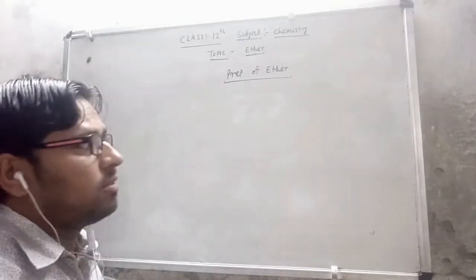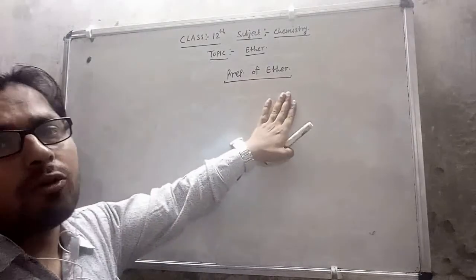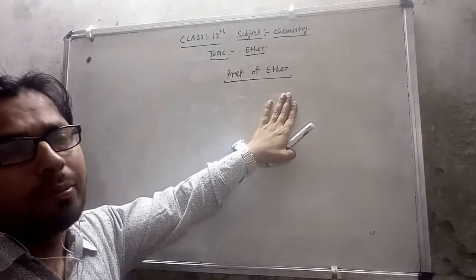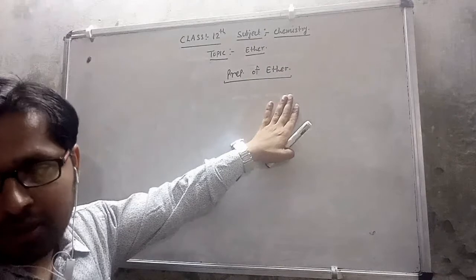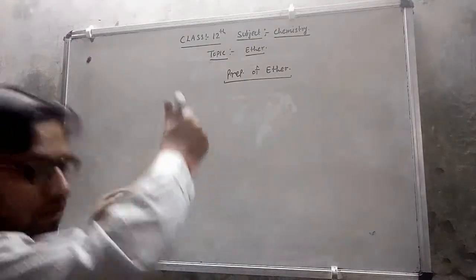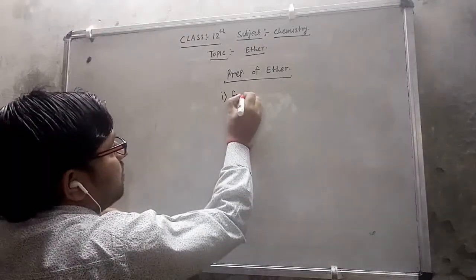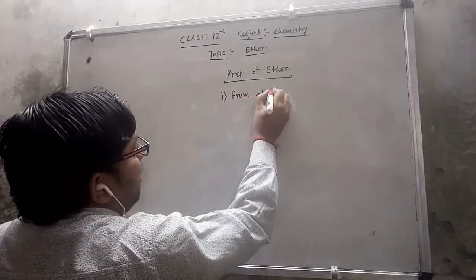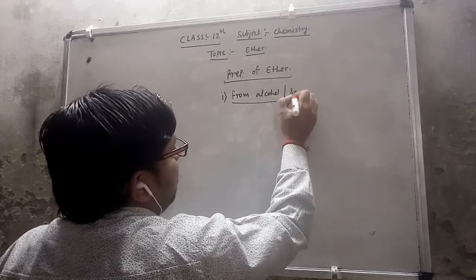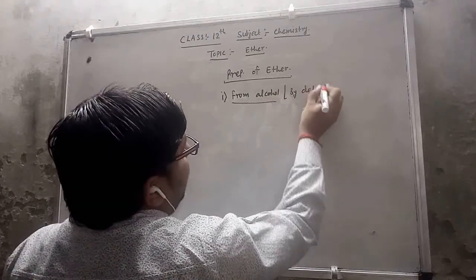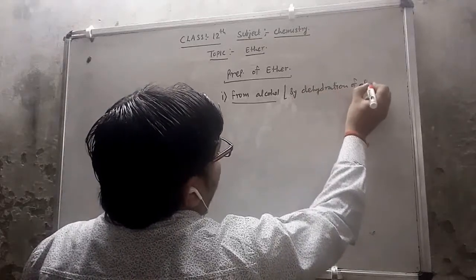Good morning, students. Today in this video I will discuss the preparation of ether, how to prepare ether. The first method for preparation of ether is from alcohol, that means by dehydration of alcohol.